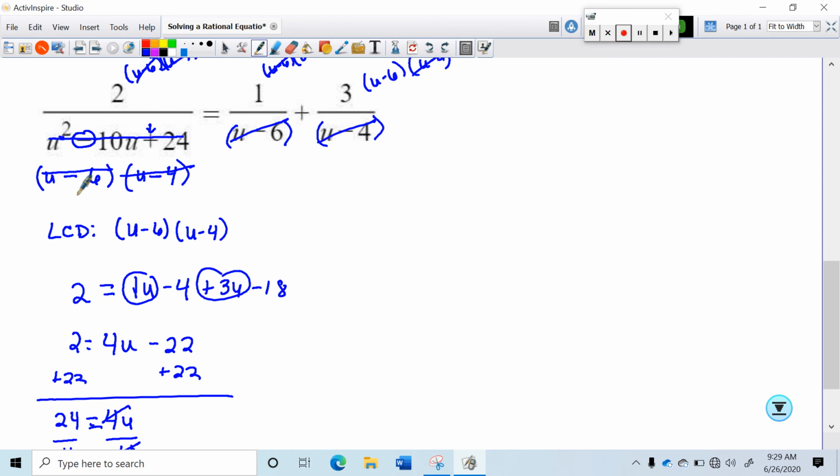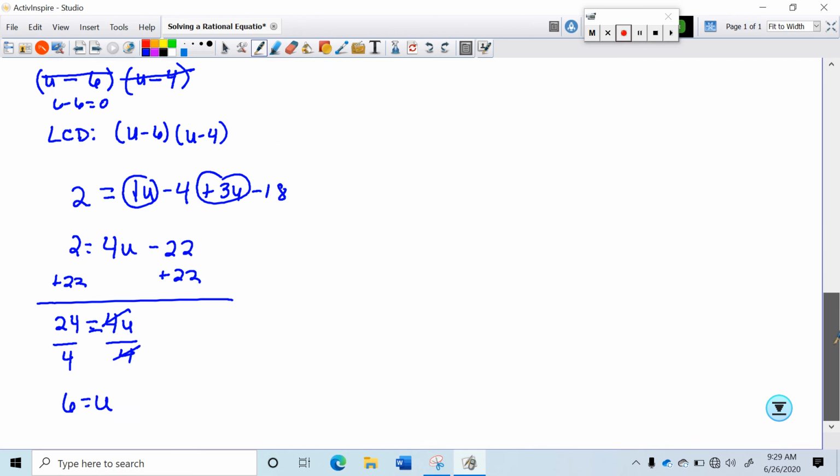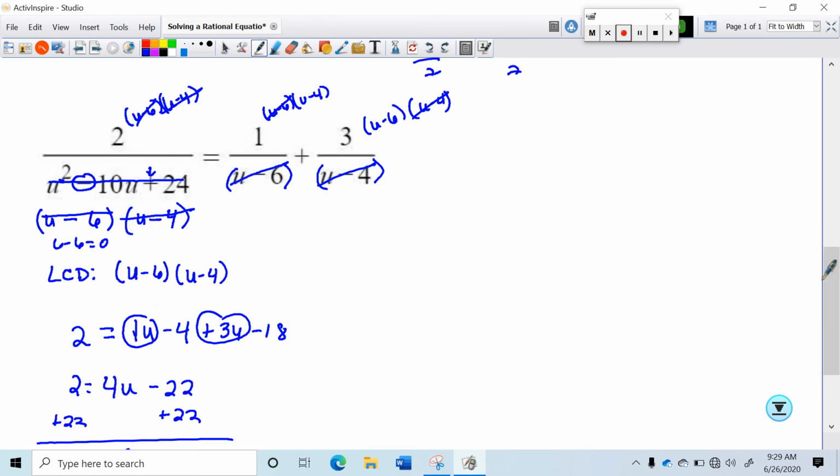Tested against the original denominator, 6. Okay, so 6 take away 6 equals 0. That's not allowed. You can't have 0 on the bottom of a fraction. So the answer for this problem is not 6. The answer is no solution.